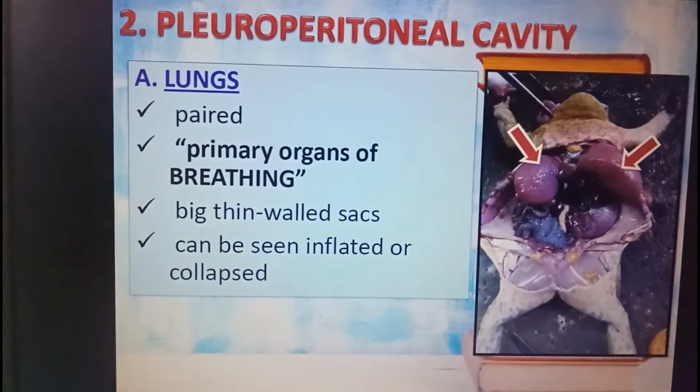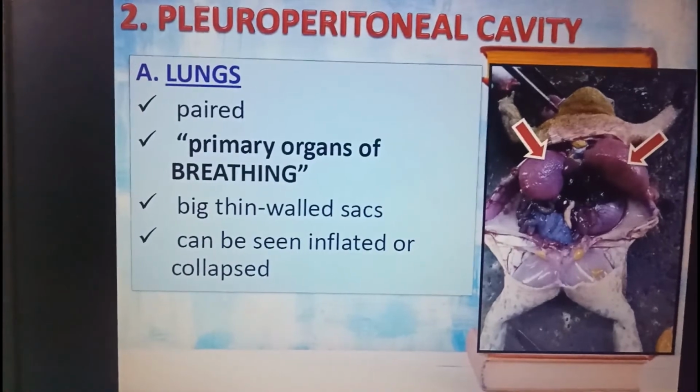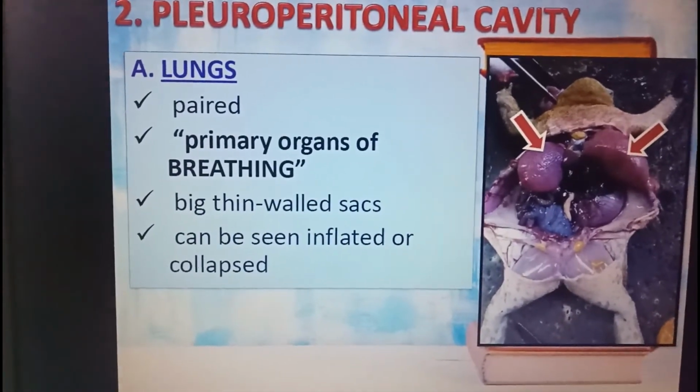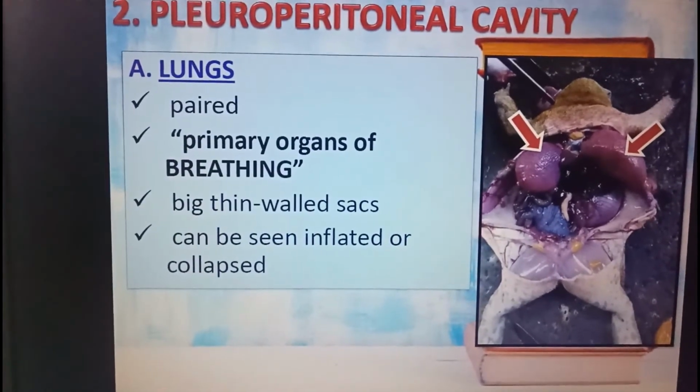Now, the lungs are a primary organ for breathing. They have big, thin-walled sacs and can be seen inflated or collapsed. So, they inflate when you inhale and deflate when you exhale.